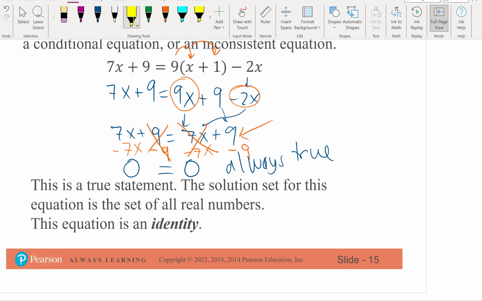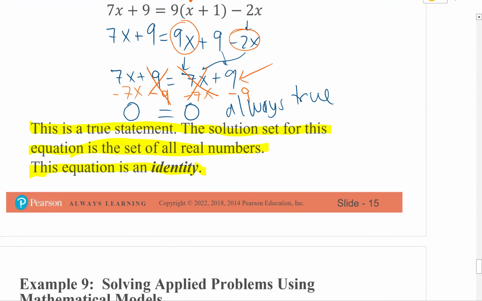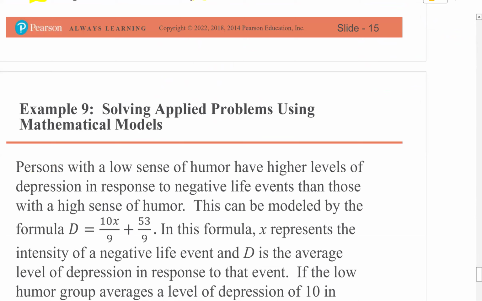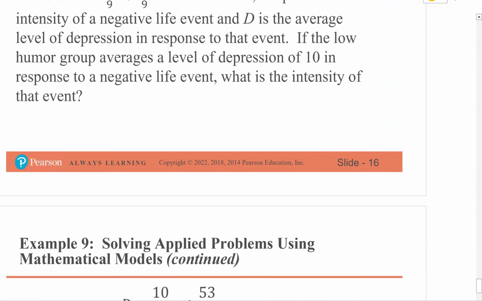I never even specified what x is or found what x is. The solution set for this equation is the set of all real numbers, meaning x can be anything it wants. They call that equation an identity, meaning it's always true no matter what. All right, let's do one more example here.